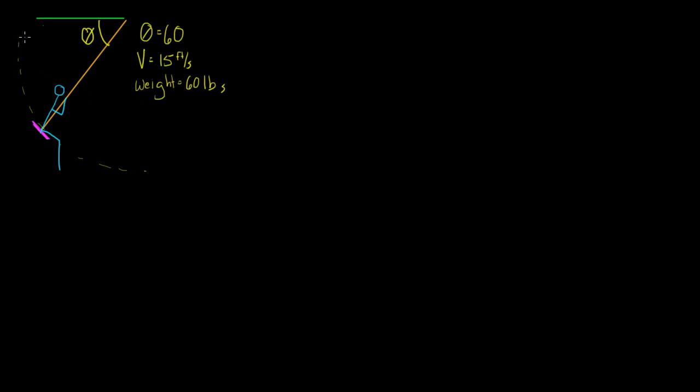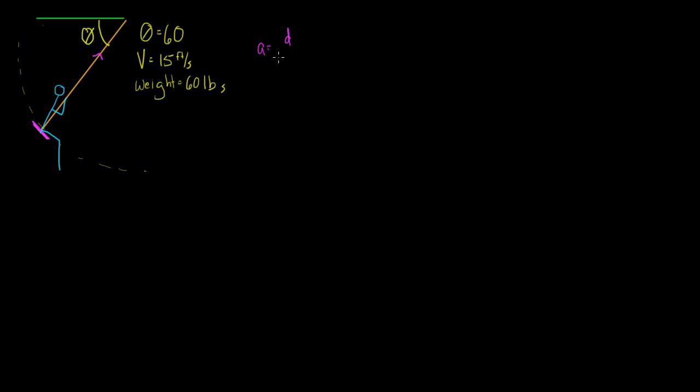Let's say that we have a boy that is swinging on a swing set, and at this particular instance, theta is equal to 60 degrees, and he has a velocity of 15 feet per second. He weighs 60 pounds, and we're asked to figure out what the tension in each one of these ropes is, and what his rate of increase in speed is. Well, an increase of speed is just acceleration.